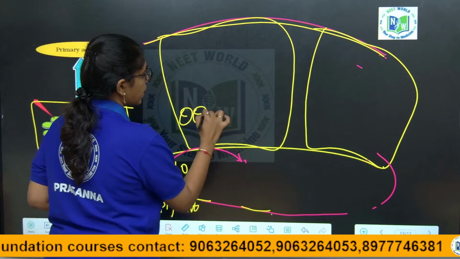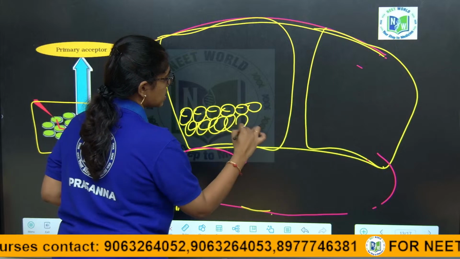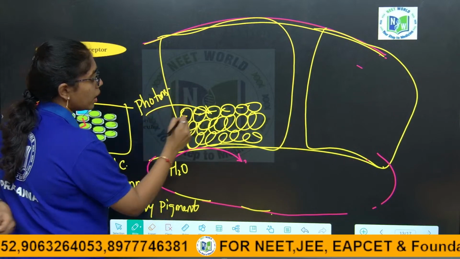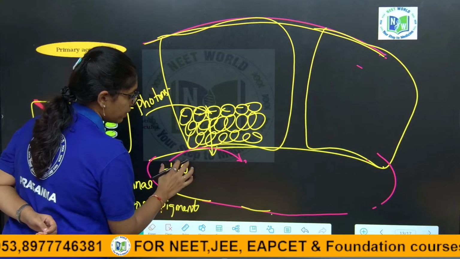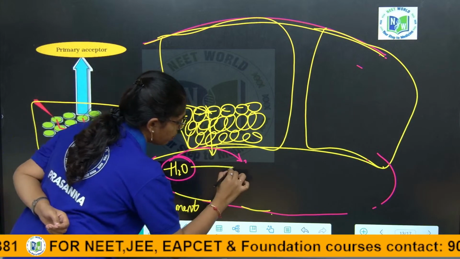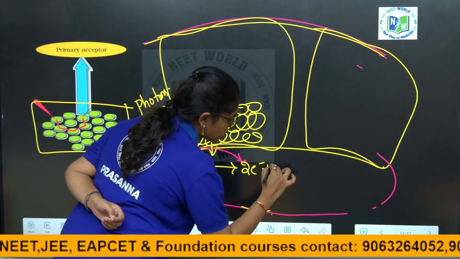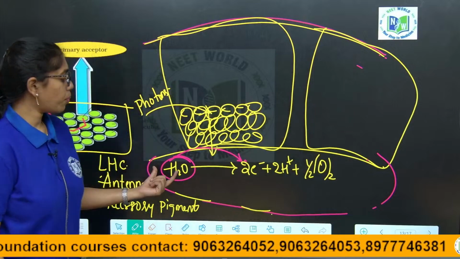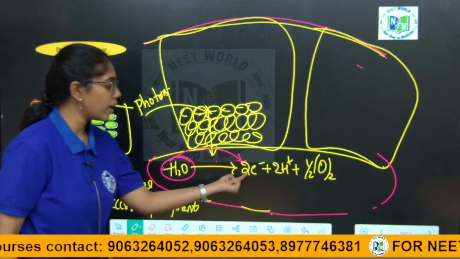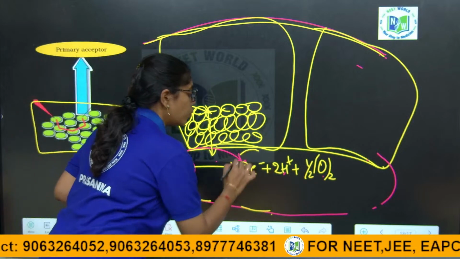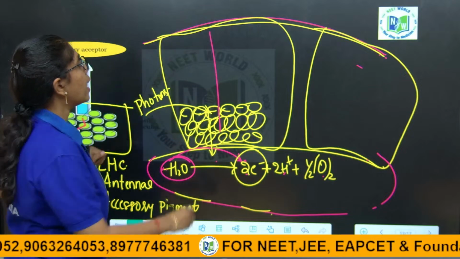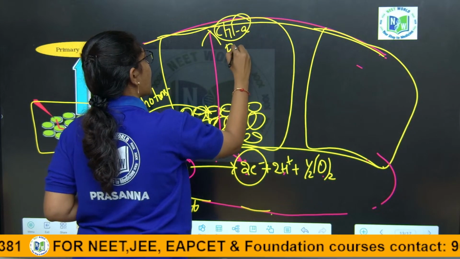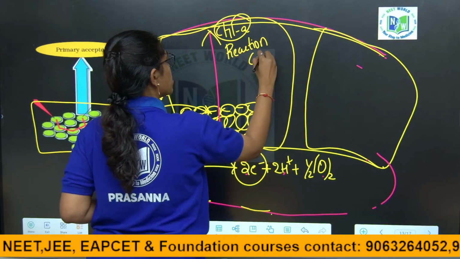Here accessory pigments or light harvesting complexes absorb light in the form of photons and break the water molecule into 2 electrons, 2 H plus and half O2. This is important. One water molecule is photolysed into 2 electrons, H plus and half O2. The 2 electrons get excited and the energy is passed to the chief pigment, chlorophyll a, which is called the reaction center.